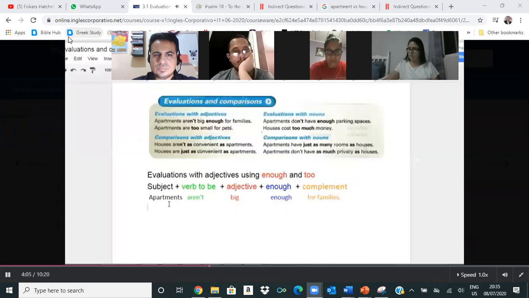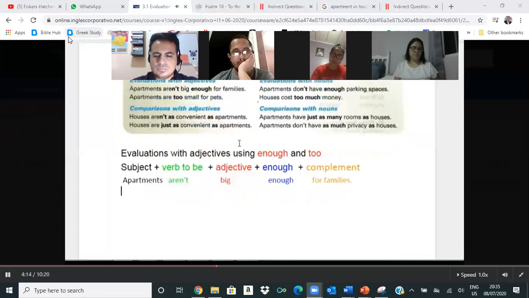So we can see that the subject is apartments. Then this is followed by the verb to be. In this case, it happens to be the verb to be in its negative form. After that, we're going to have some sort of adjective. And then it's going to follow the word enough. And then we're going to include some sort of complement, if you will.